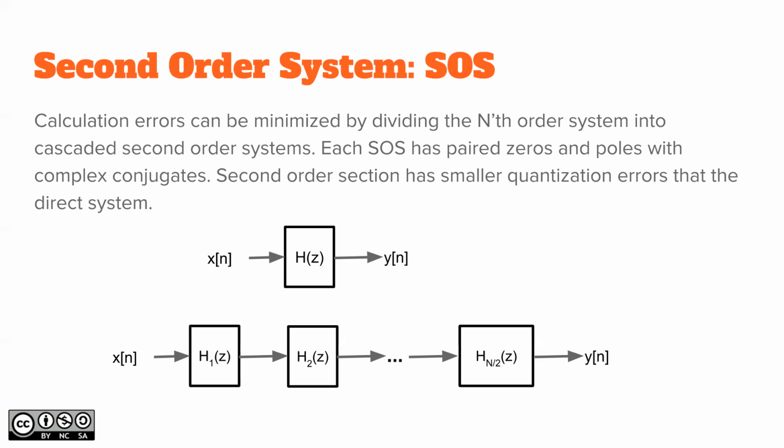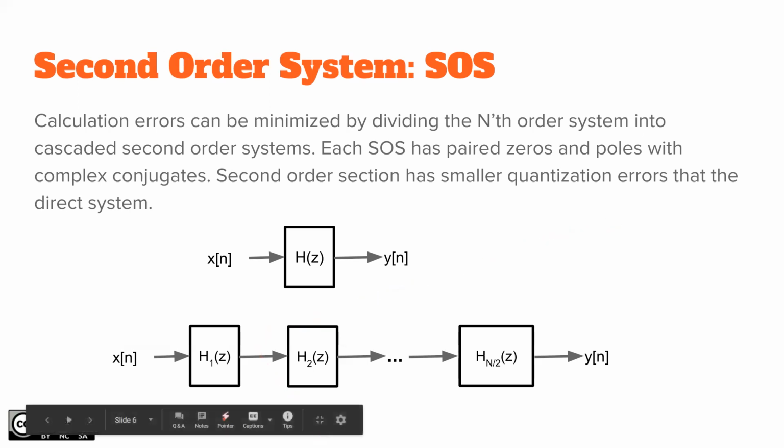Basically, I will show you an example why that is. But anyways, if we take the zeros and poles and start pairing them, then any higher order system can be presented as a cascaded second order system. Maybe I should actually now use the annotation tool to show you what I'm talking about here.